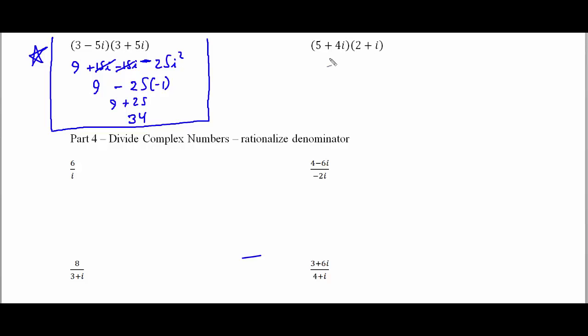Now what we're going to do is do some FOIL here. 5 times 2 is 10. 5 times i is 5i. 4i times 2 is 8i. And then 4i times i is 4i squared.